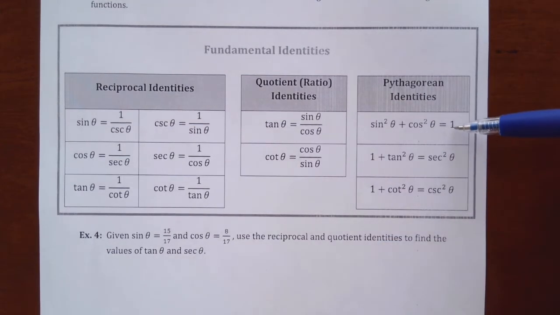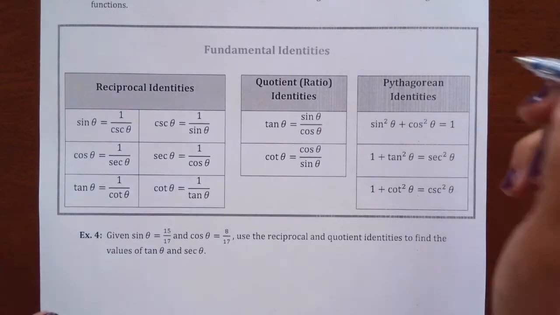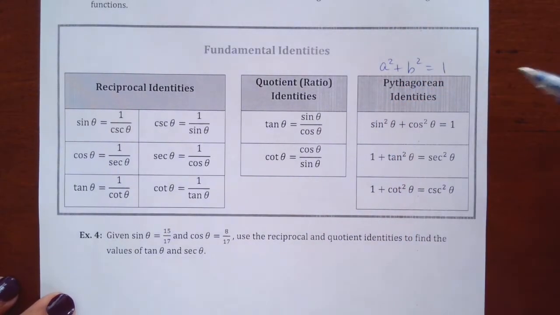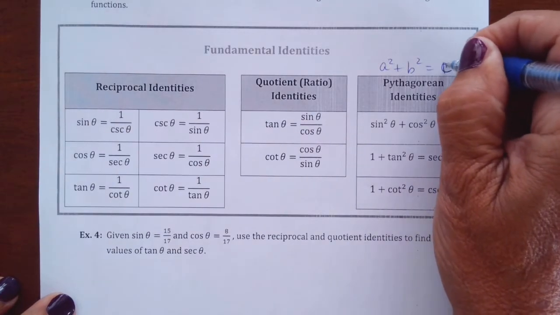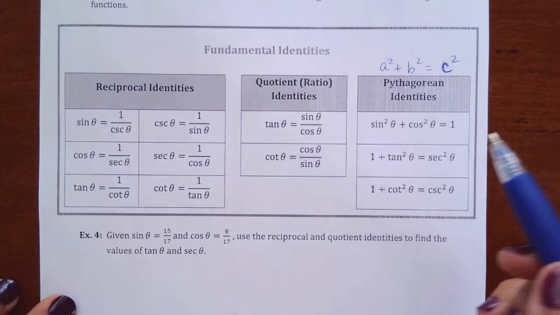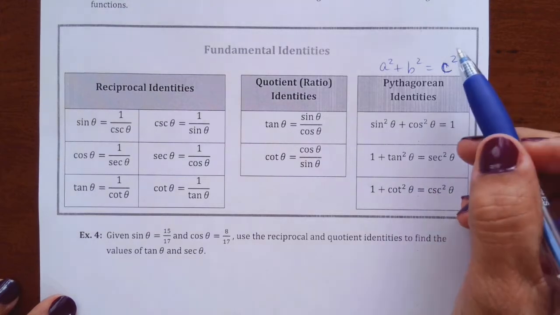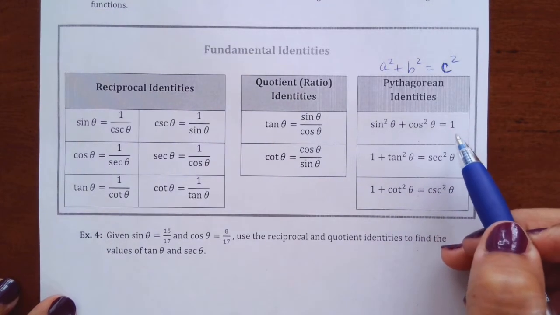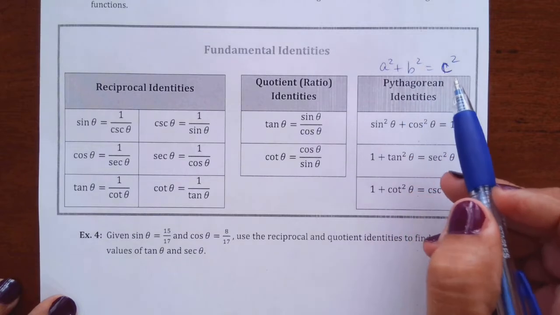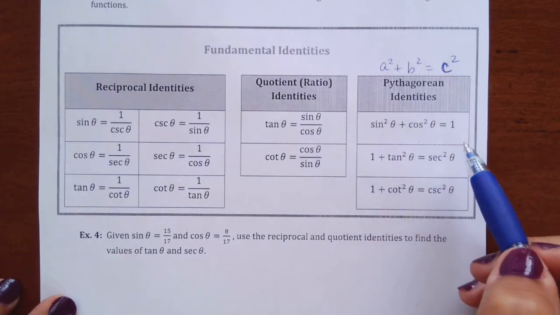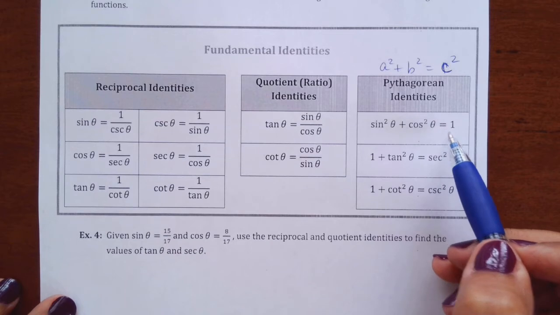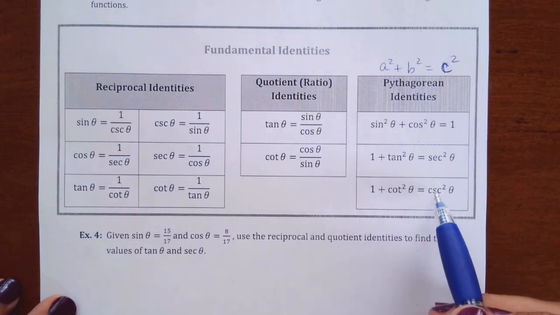And then we have our Pythagorean identities. These all come from the fact that a squared plus b squared equals, that's not right, equals c squared, right? There's your Pythagorean theorem. Well, when we draw right triangles, the hypotenuse, we usually always have it equal 1. And so this formula is derived from the Pythagorean theorem, but this is the way that it looks in trig. Okay, so we have the sine squared plus cosine squared equals 1. And then these are 2 offsets of that.